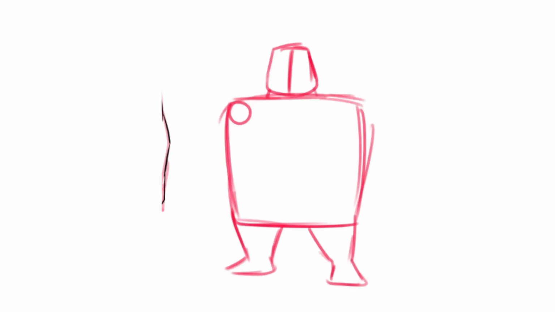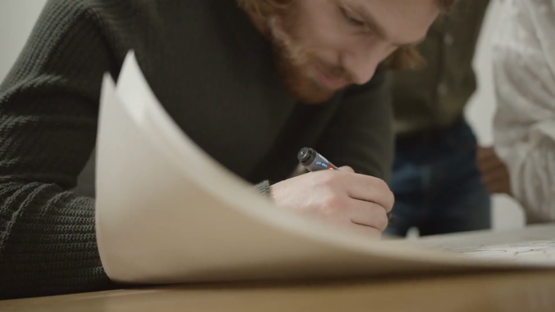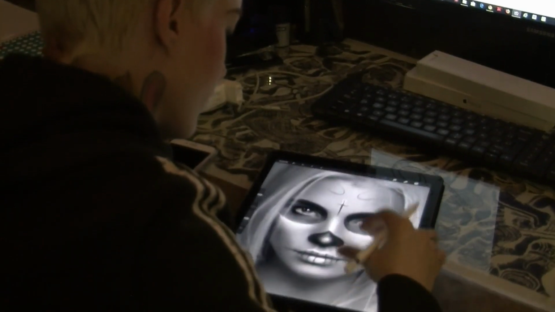We can also use a square for the body and then some triangles for the arms and legs. Again, the keyword here is experiment. Challenge yourself and dare to draw stuff outside your comfort zone. Trust me, you're gonna improve a lot faster by doing that.